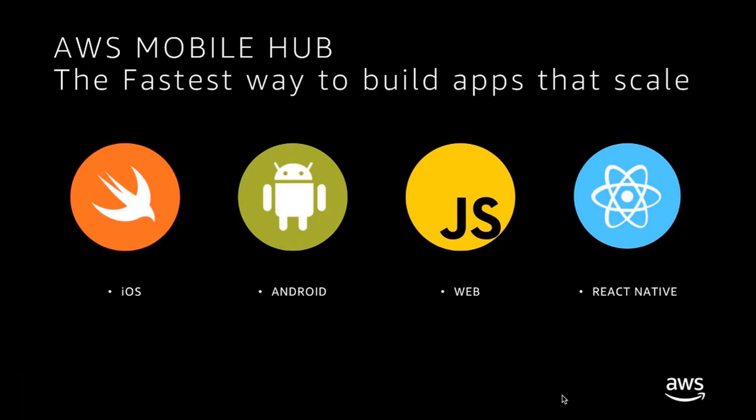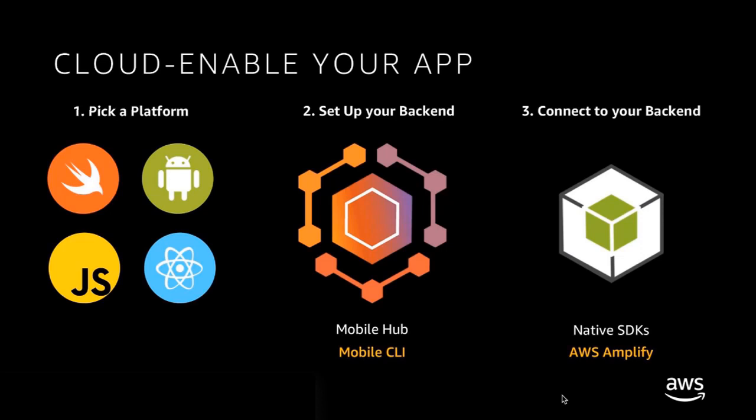There are 3 simple steps to cloud enabling your app. Step 1, pick a platform. You can start with no app, or you can start with an existing app. Step 2, set up your backend using either the Mobile Hub or Mobile CLI. Both do the same things. You can provision resources within the AWS ecosystem fast and easily.